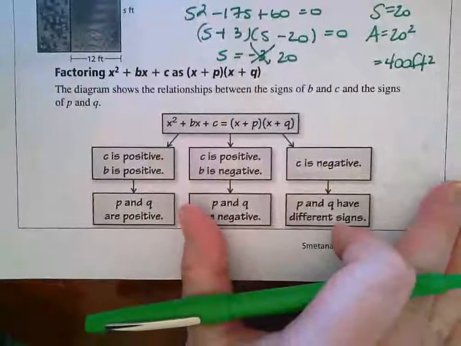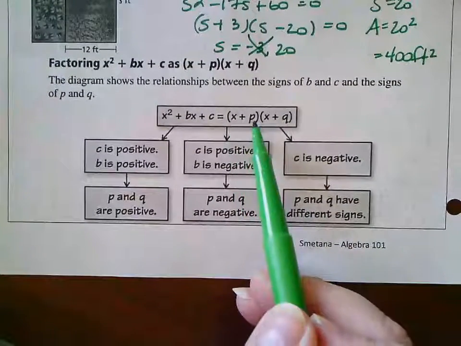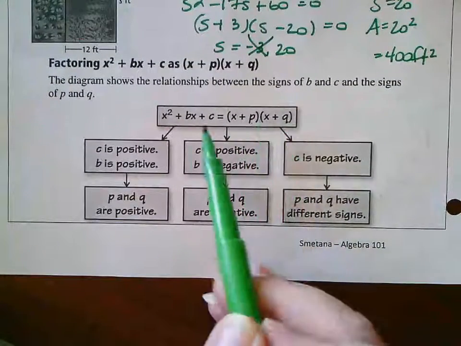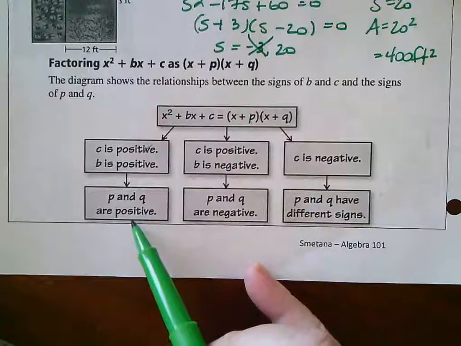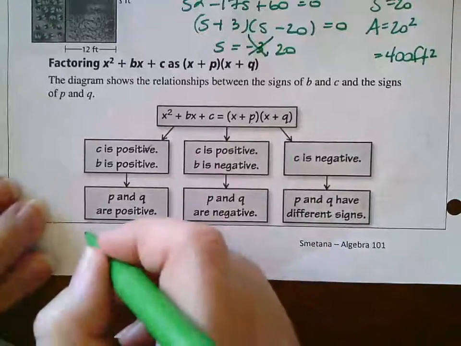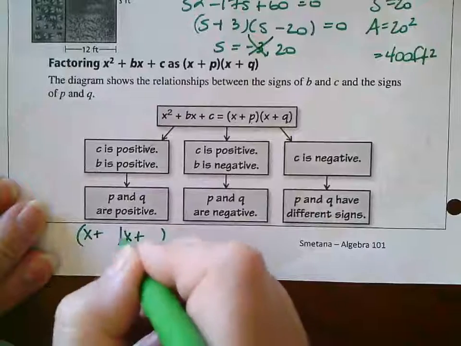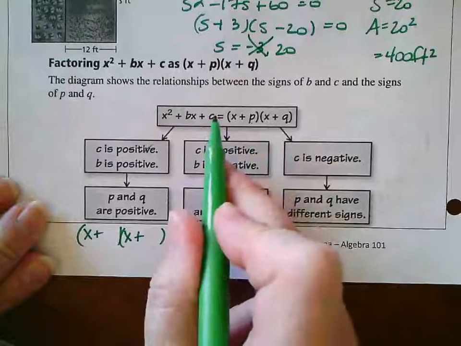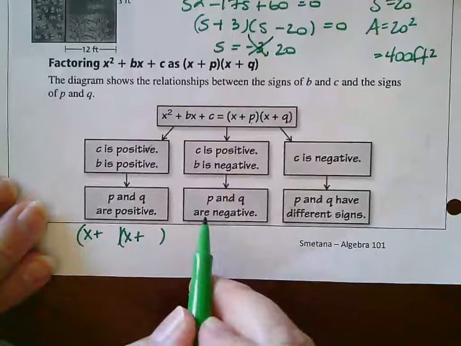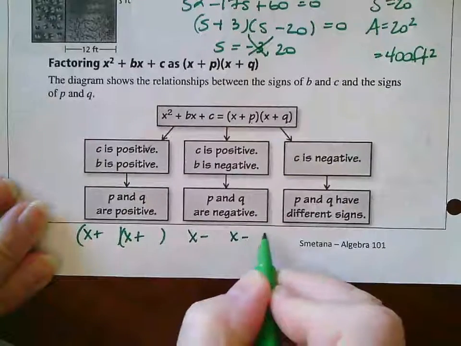Okay. When you are factoring, if you kind of want some helpful hints, I love this diagram. It shows you that this is your two factors here, but if this is positive, if C is positive and B is a positive, then this is positive and positive. So it would be like x plus x plus. And if this is positive right here, and this is negative, you're going to have P and Q both being negative. So this would be like an x minus situation.